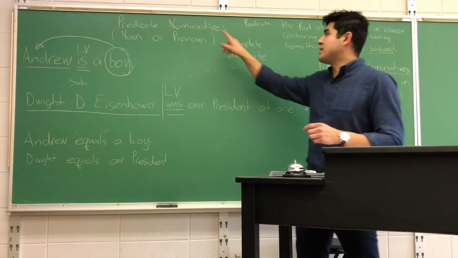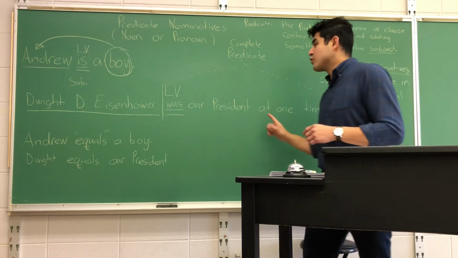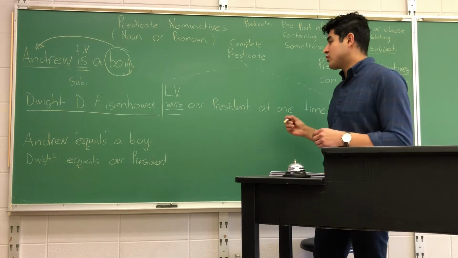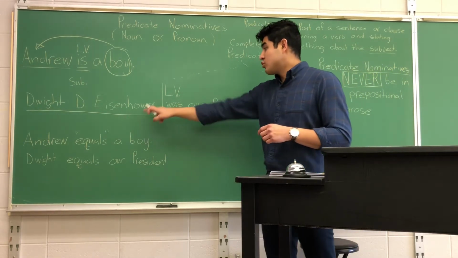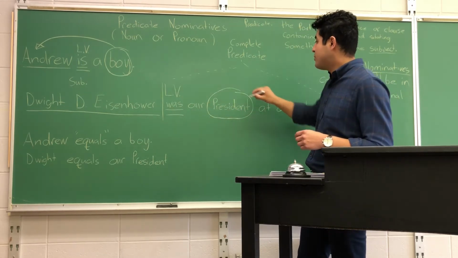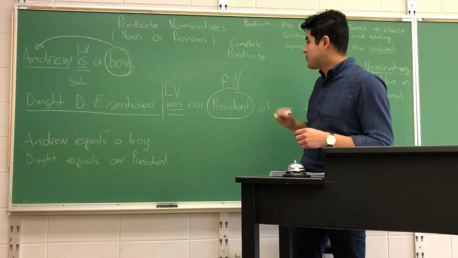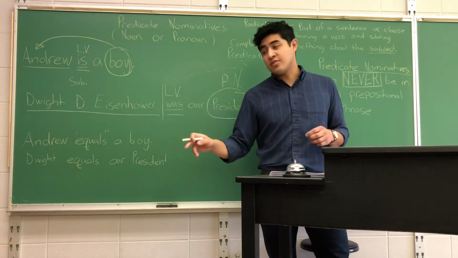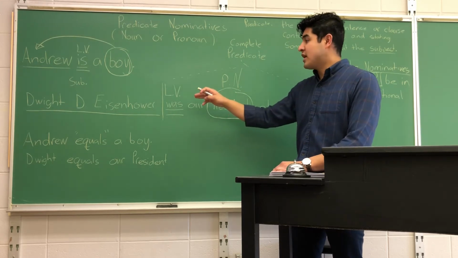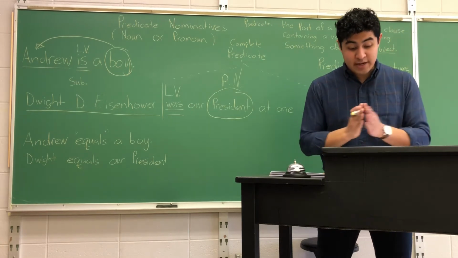So don't mistake your complete predicate with your predicate nominative. Predicate nominative is referring to one word that refers back or renames or explains the subject. In this case, the word that renames or explains the subject, Dwight D. Eisenhower, was president, okay? President would be your predicate nominative because it renames the subject. It follows a linking verb and it renames, explains the subject. So it falls under all the guidelines of what a predicate nominative should be.